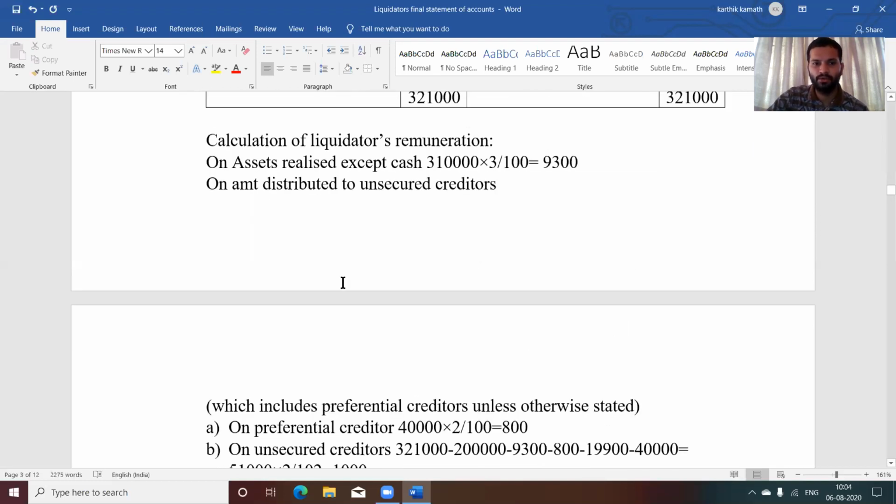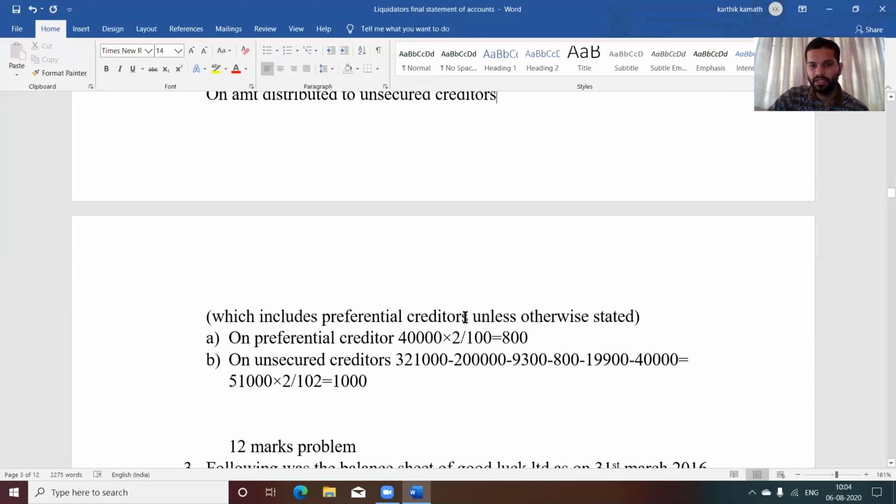Now go for working note 2, on the amount distributed to unsecured creditor, which includes preferential creditor unless otherwise stated, as I already told earlier. So on preferential creditor, you know, 40,000 into 2 by 100. Why here are you taking 2 by 100 and not 2 by 102? Because that adjustment or rule is applicable only for unsecured creditor payment and not for preferential creditor. So it is 2 by 100. You will get 800.